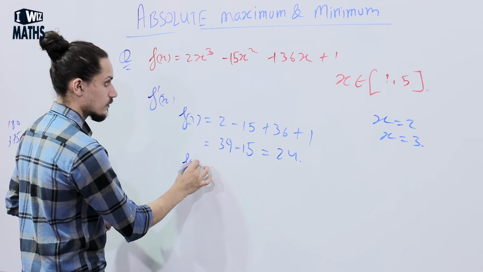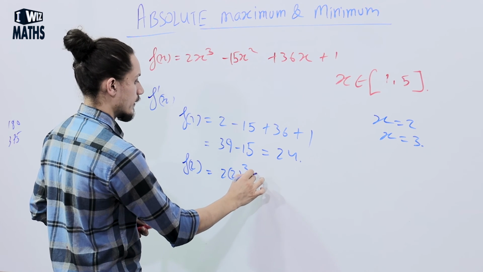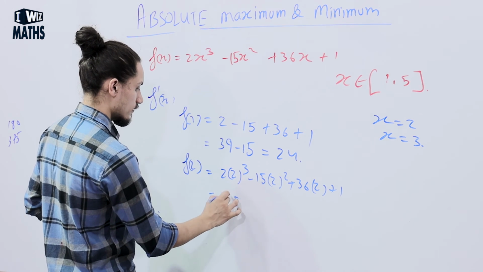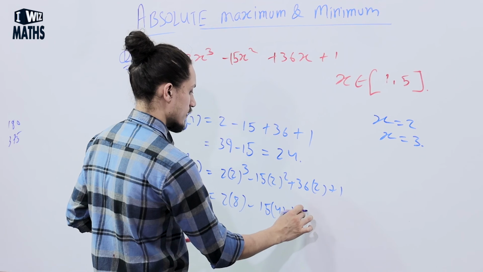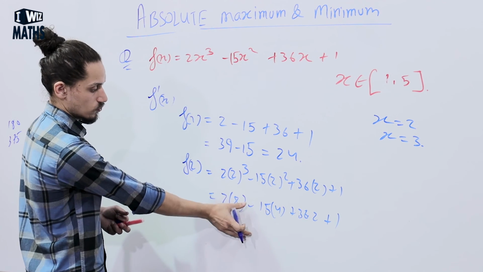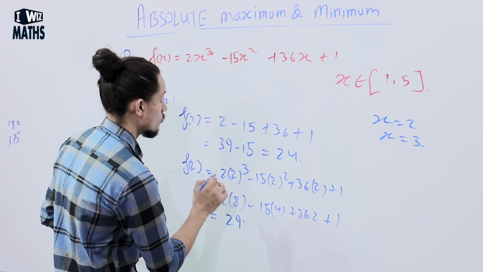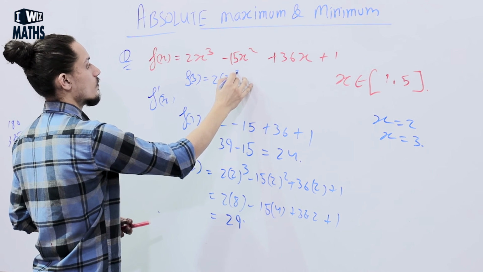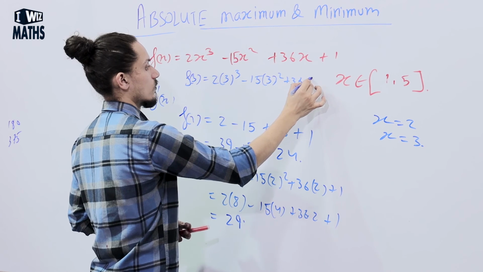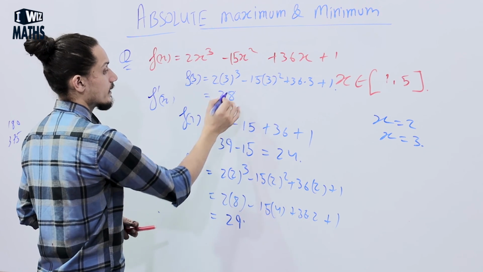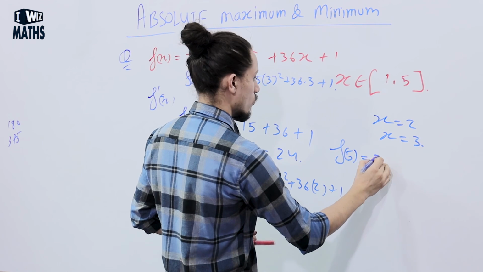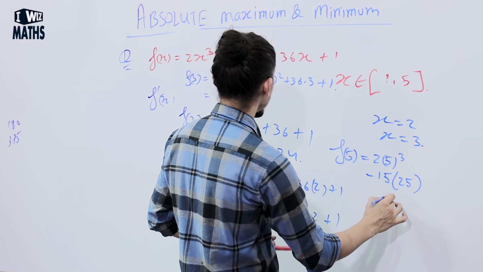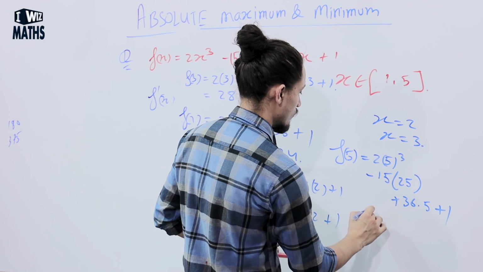Now f of 2 will be equal to 2 into 2 cube minus 15 into 2 square plus 36 into 2 plus 1, which is equal to 2 into 8 minus 15 into 4 plus 36 into 2 plus 1. Solving this, we get the answer 29. So f of 2 is equal to 29. Next is f of 3 and then f of 5. f of 3 will be equal to 2 into 3 cube minus 15 into 3 square plus 36 into 3 plus 1, which will be equal to 28, and f of 5 will be equal to 2 into 5 cube, which is 250, minus 15 into 25, that is 5 square, plus 36 into 5 plus 1, which will be equal to 56.